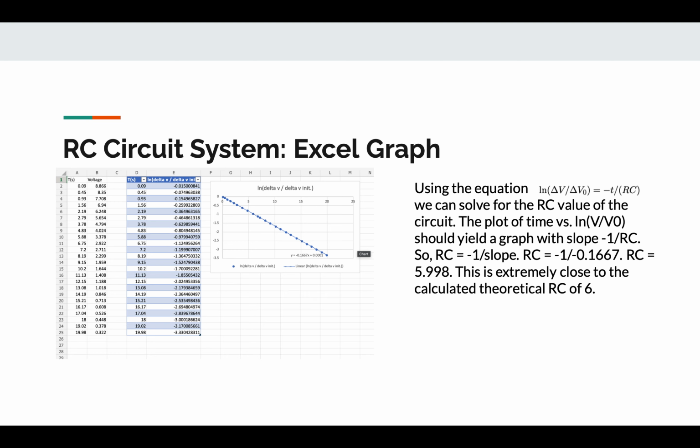And this is because we can use the equation natural log of delta V over delta V initial equals -t over RC. We can use this to solve for the RC value of the circuit. So you can see I have plotted the graph in Excel of time versus the natural log of delta V over delta V initial. And this should yield a graph with slope -1 over RC. We get that from the equation above. So RC equals -1 over the slope. And then we get that the RC is equal to 5.998. And this is extremely close to the calculated theoretical RC of 6.